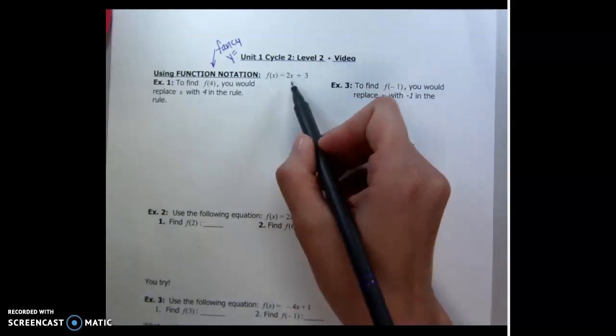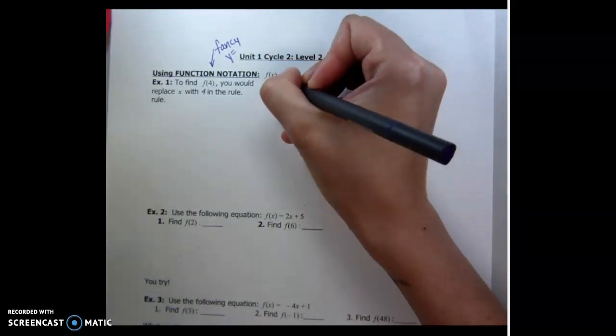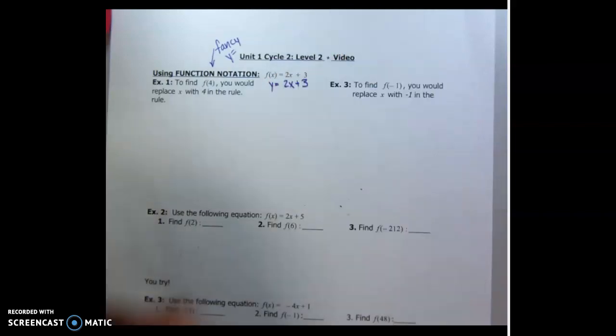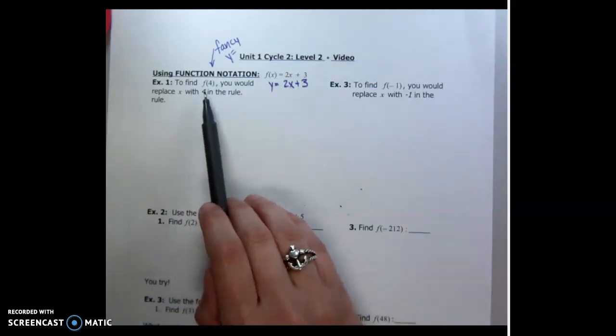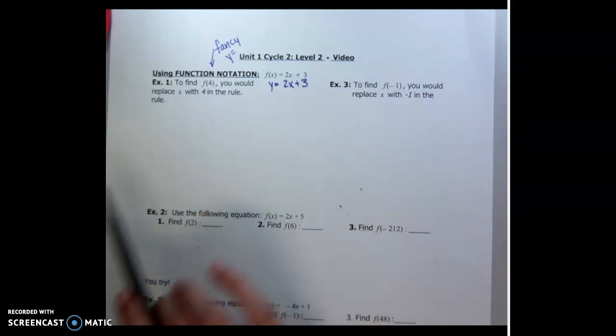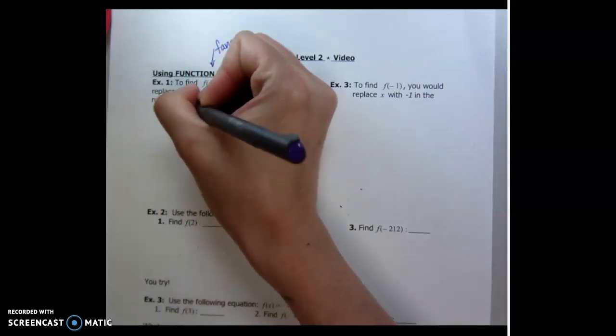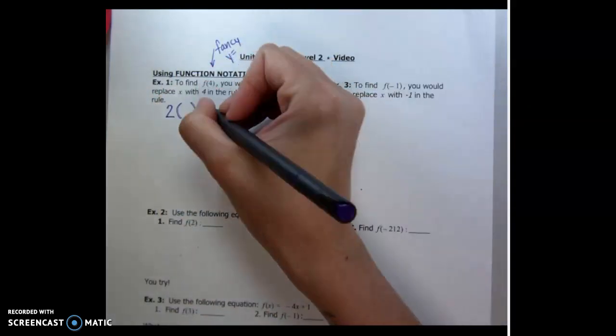So they give us this rule. f of x equals 2x plus 3. That's the same as y equals 2x plus 3. In this scenario, we're trying to find f of 4. To find that, you replace x with 4 in the rule. So I'm going to rewrite it: 2, that's where my x goes, plus 3.